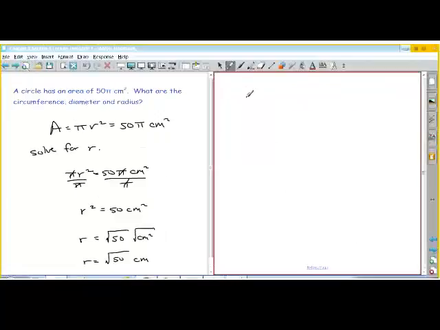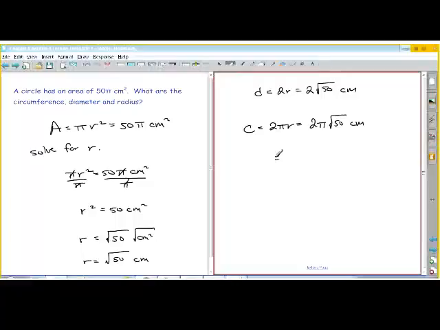It's a length. So once you have the radius, then you can calculate the diameter. The diameter is twice the radius. So you'll get 2 times the square root of 50 times centimeters. And the circumference is just 2 pi r. So r is down here, so you get 2 pi times the radius, which is the square root of 50 centimeters. So we get 2 pi times the square root of 50 centimeters. There's not much you can do with it. So that's the circumference.